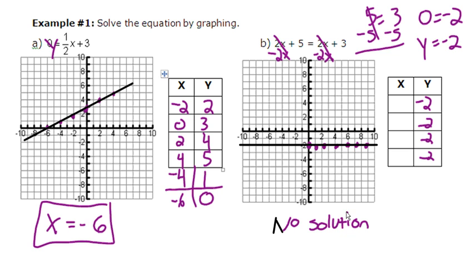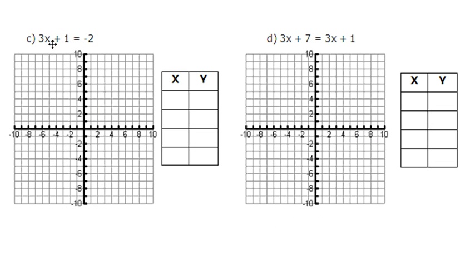So let's try 2 more. I can tell that not everything is on the right side of the equal sign, so I'm going to move it. I'm going to move the 1 first to go with the -2 because they're like terms. Since it's a positive 1, I'm going to subtract 1. So I get 3x equals -3.